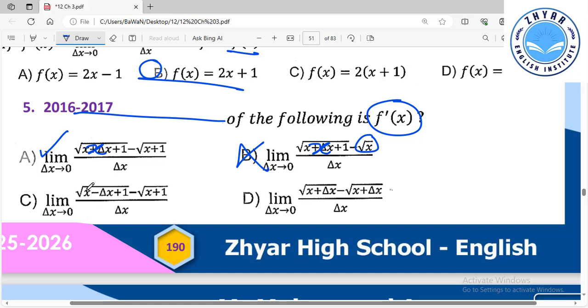Part C, x minus delta x. We don't have a rule for that. In the rule of finding a derivative using a limit, there is always x plus delta x, not x minus delta x. Then this is not right. And here, delta x should be only in the first part, not in the second. D is also wrong. A is definitely the right answer.